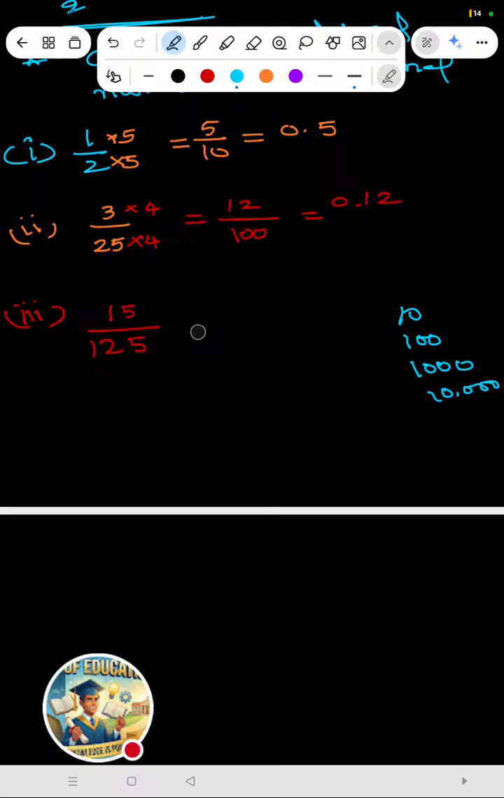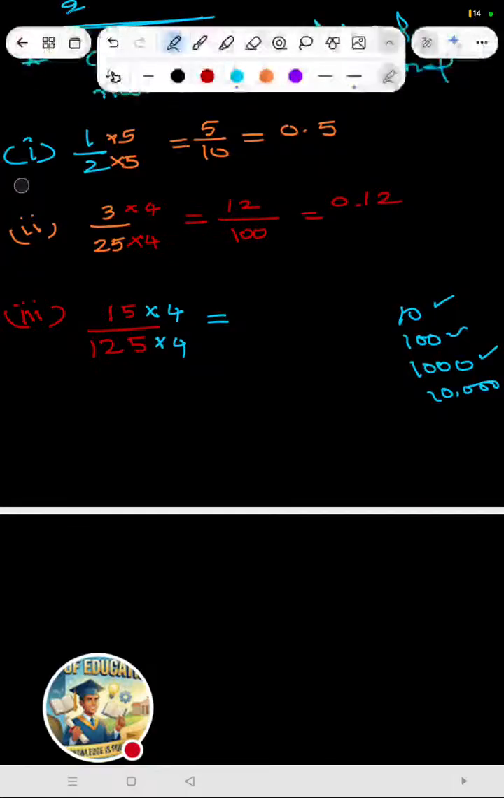We have to check: can I multiply this to get 10, 100, 1000, 10,000? Which number do we have to multiply to make the denominator any one of these? So I can make this 125 into 1000. To make 1000, which number do we have to multiply with? We have to multiply with 4. So here also 4. Multiply numerator and denominator with 4.